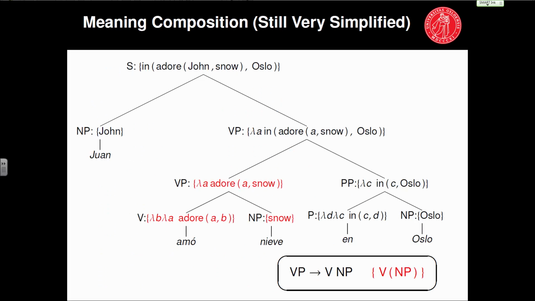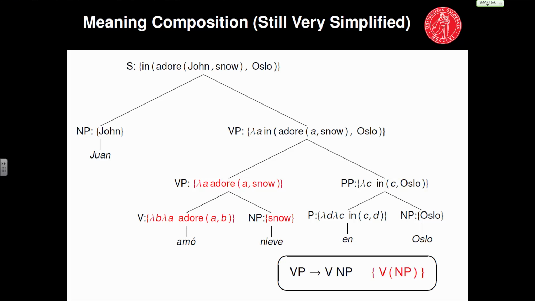So P is a two-place function. I give it one argument. That argument goes into the slot labeled D. What is left, I'm sorry, is a one-place function that is now looking for the first argument here. I put these two together. The PP is the functor, so it's looking for one argument. That argument will be the semantics associated with the VP. So that whole expression here goes into the C slot. So I now have in, adore, a, snow, comma Oslo, and to keep track of remaining missing arguments, all of these lambdas are pulled out to the top, so they're collected at the top. So strictly speaking, the adore a snow goes into the slot of the lambda c here in the in relation, and the lambda a that tells us how many remaining arguments and what they are is pulled to the top.